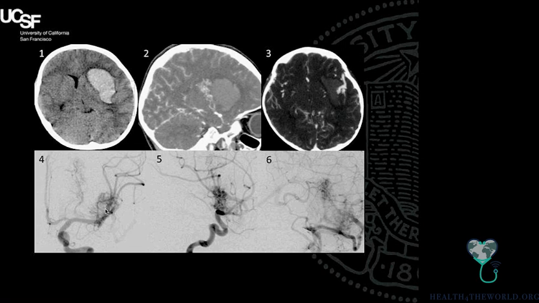One, the hemorrhage can actually help dissect away a lot of the tissues, which can make things easier to remove, but also it absorbs a lot of the morbidity related to the open craniotomy that is required for any sort of surgical intervention.